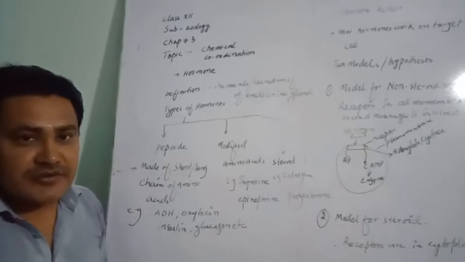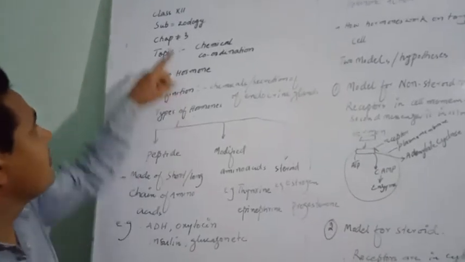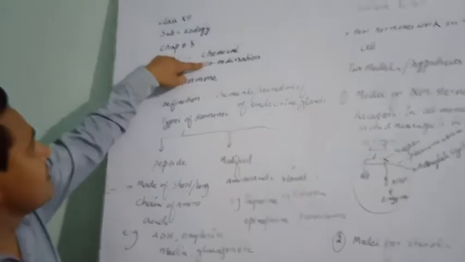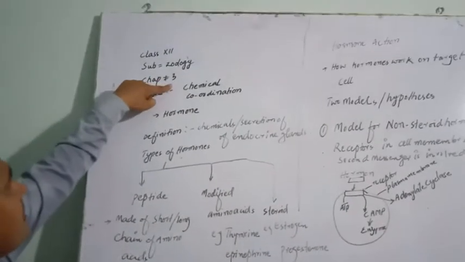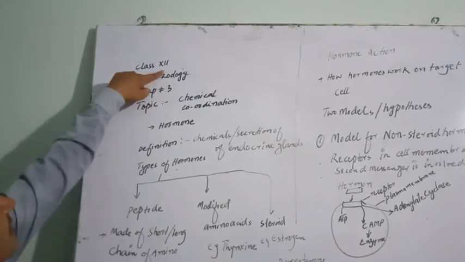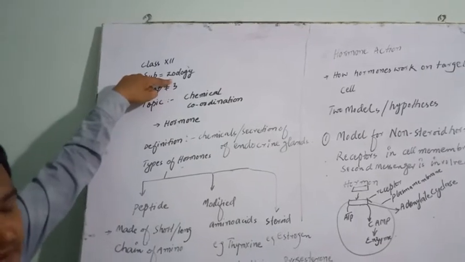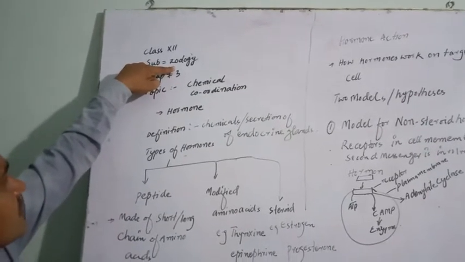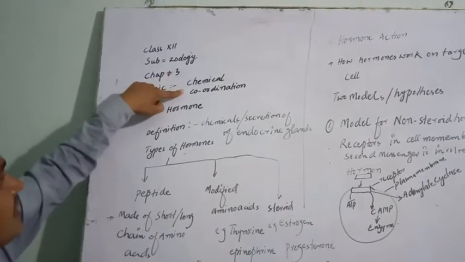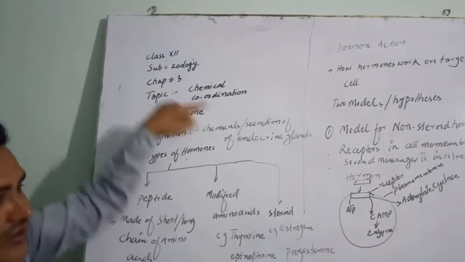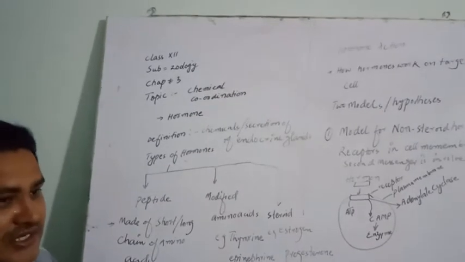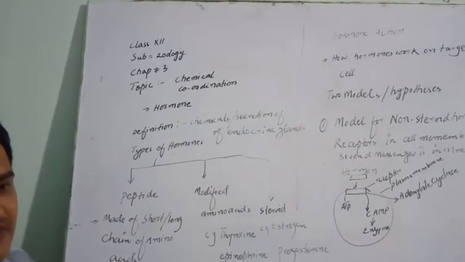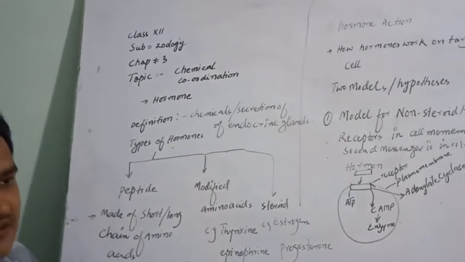Students, today I have selected the topic chemical coordination from chapter number 3, class 10, subject Zoology. I am Sherman. So today we will discuss chemical coordination. Chemical coordination means coordination with the help of chemicals.